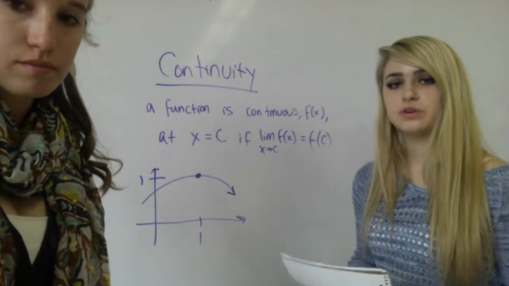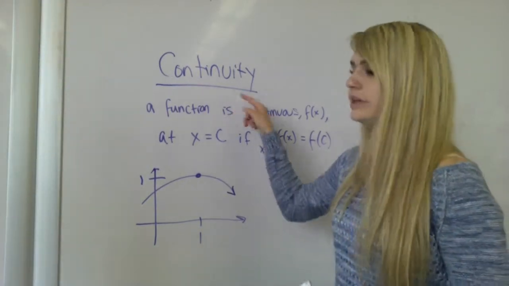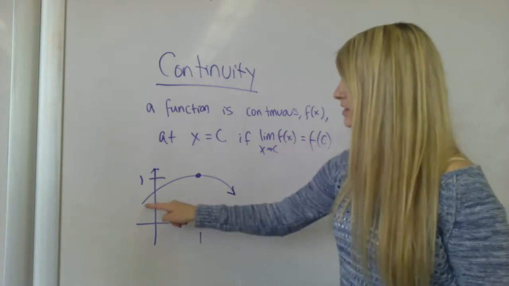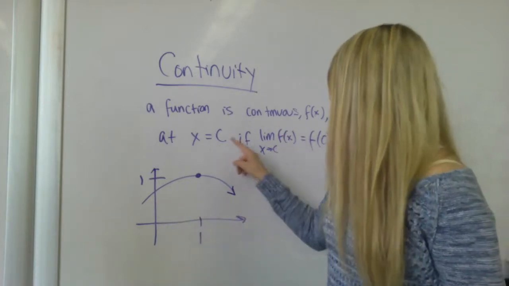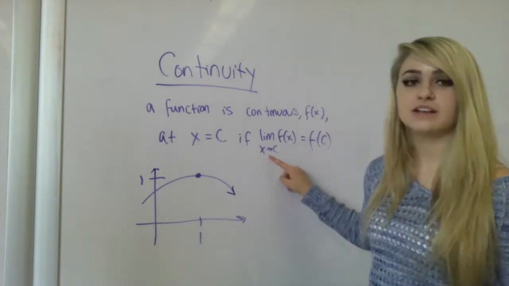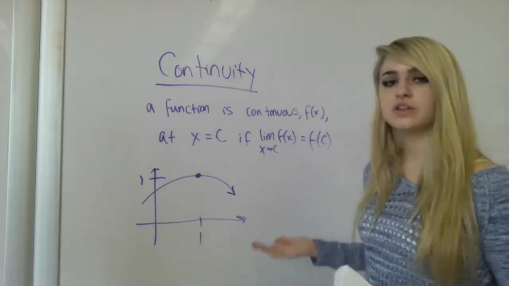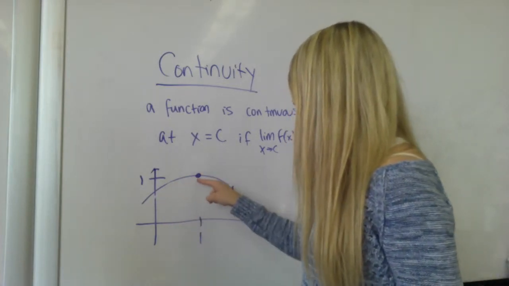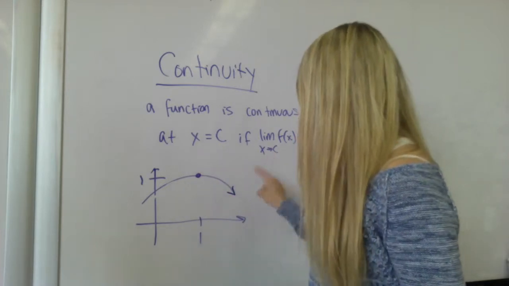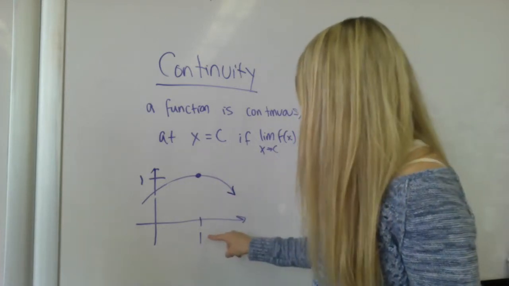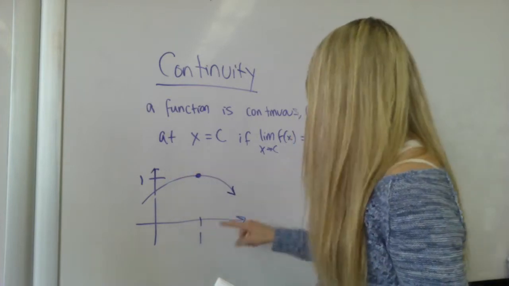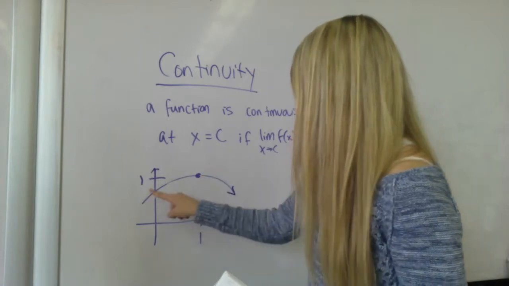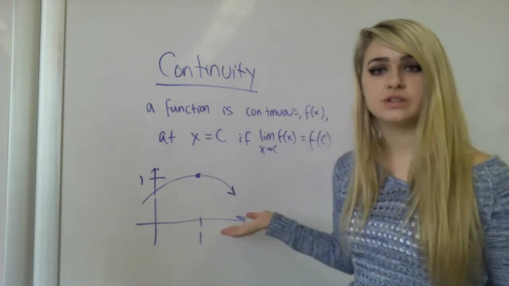Another important thing to know when you're learning about limits is continuity. A function is continuous on a graph f of x, like the line drawn here, at x equals c if the limit of f of x as x approaches c equals f of c. So as you go up to this point, we'll say that c is 1, so f of c is 1, like when you plug in 1, you get 1. And the line, as it goes from the right and the left, is also approaching 1. So it's continuous.